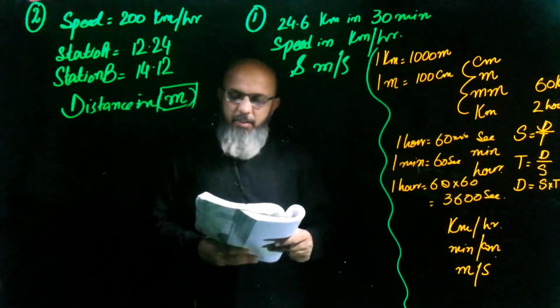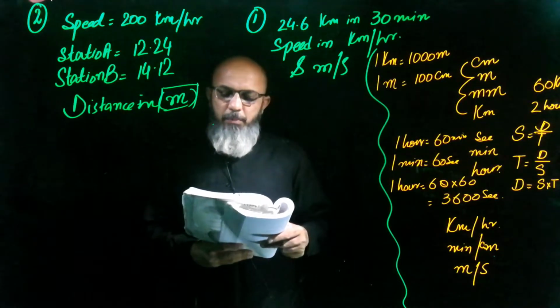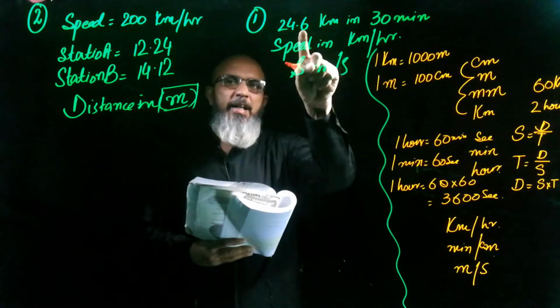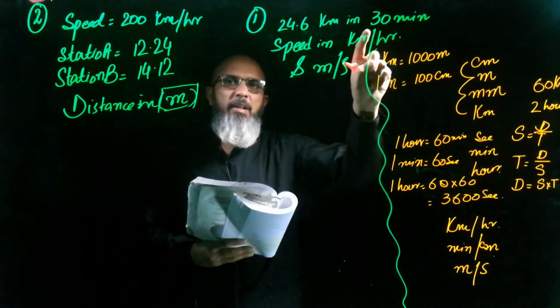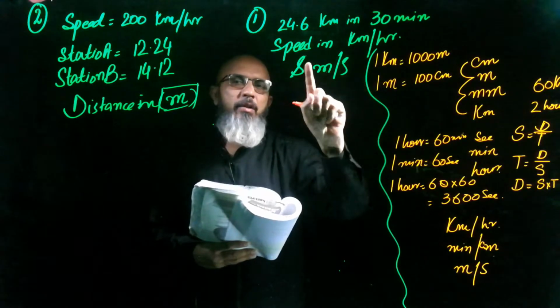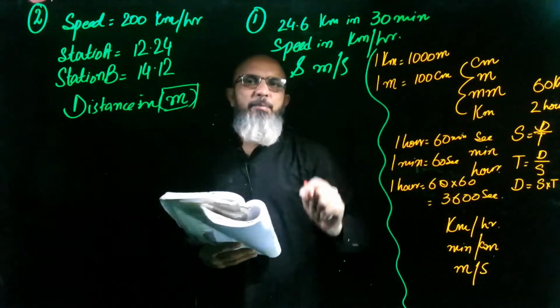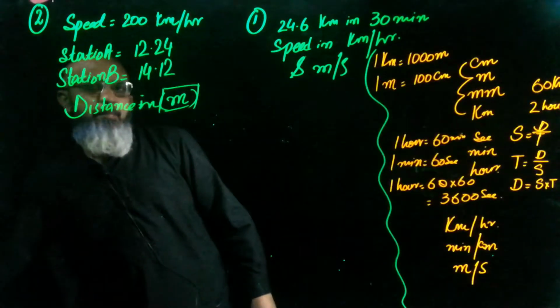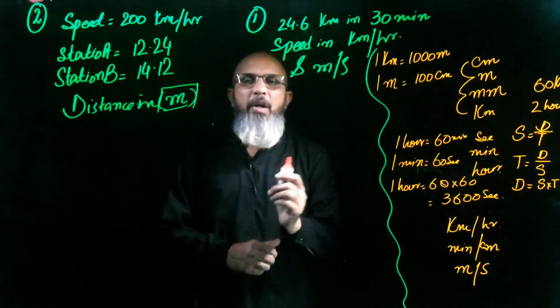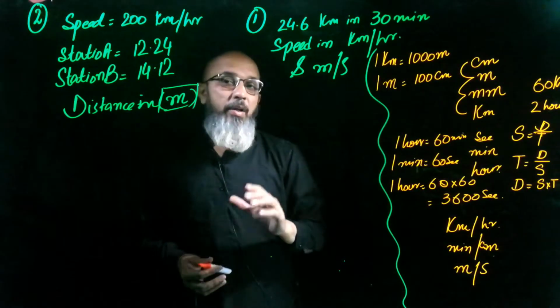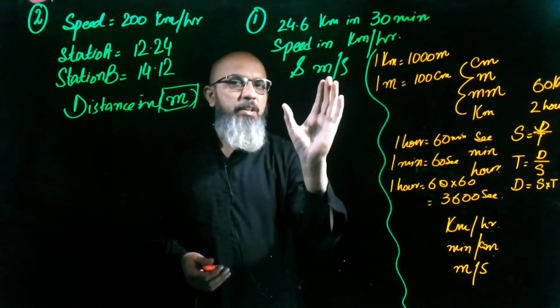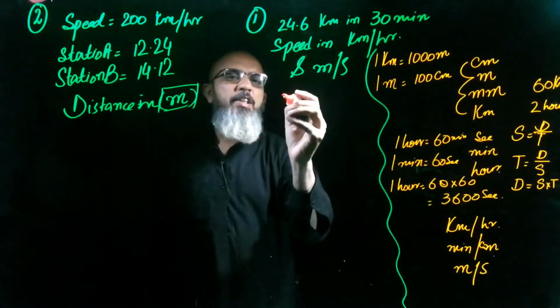Question number 1 is that a particle travels 24.6 kilometer, that is distance, in 30 minutes. That is time duration, means time, and you have to find the speed in kilometer per hour and meter per second. So how can you find the speed? That is total distance divided by the time. So what is the distance here?